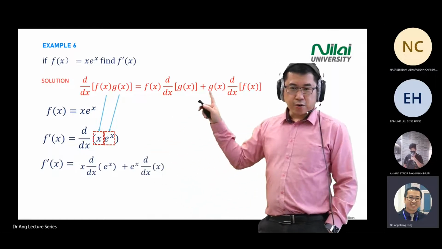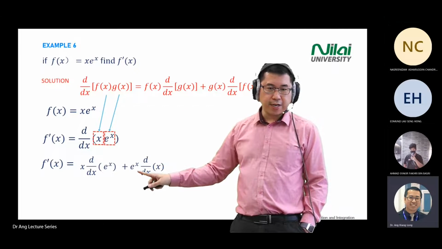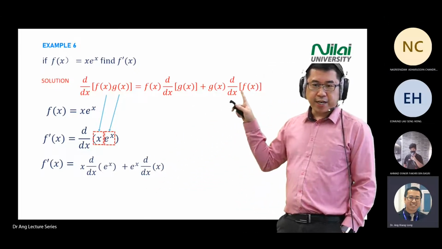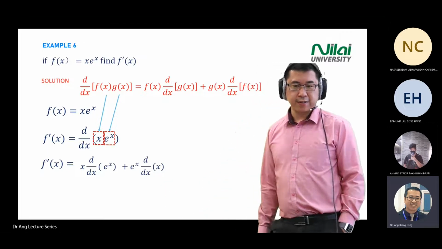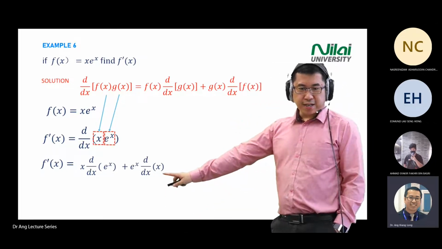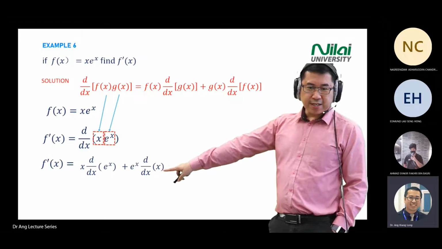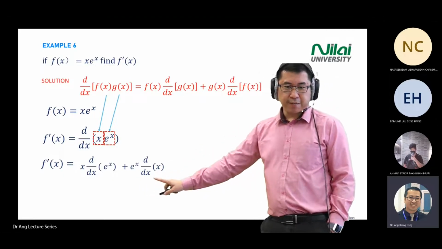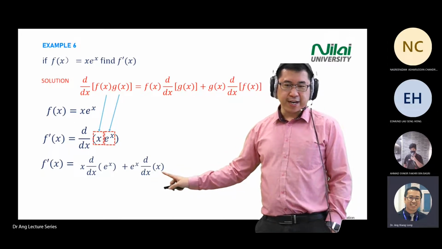Then you copy. What is your gx? Your gx is ex, so write ex here. Differentiate fx, your fx is x, so you write dx of x. I think Nizam is an expert on this one already. Nizam, what is this answer? The second portion. What is the answer of differentiation of x?